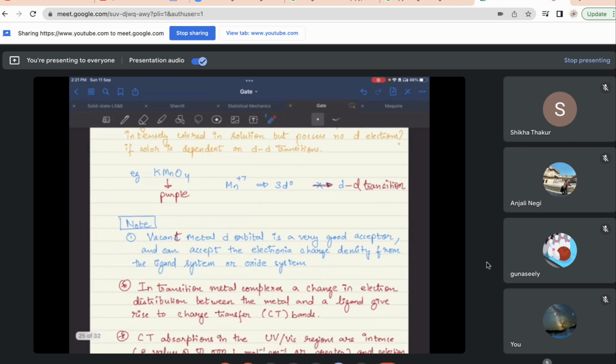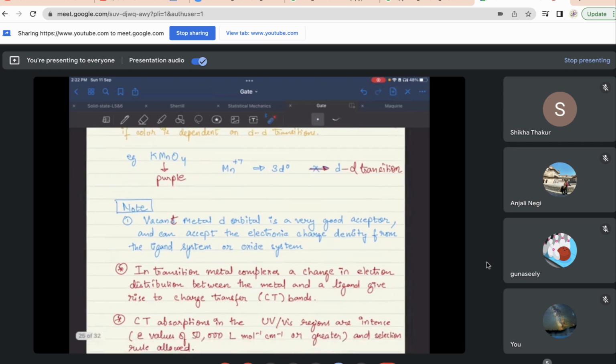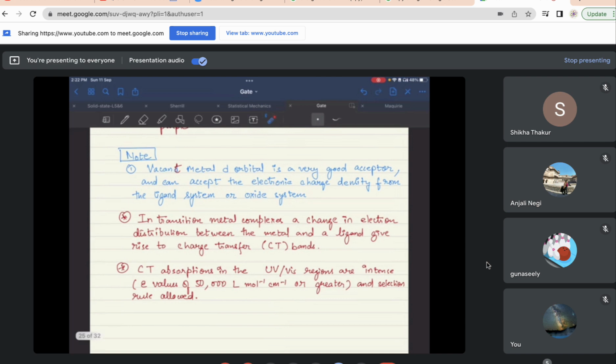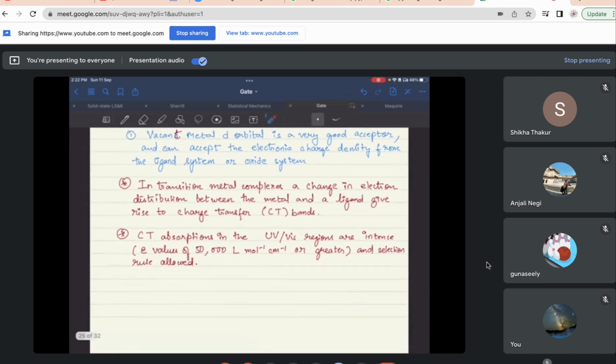In transition metal complexes, change in electron distribution between the metal and a ligand gives rise to the charge transfer CT bands. Okay, and these CT absorptions lie in the UV region and are intense, and the selection rules are actually allowed. So these have an epsilon value of up to 50,000 or greater.